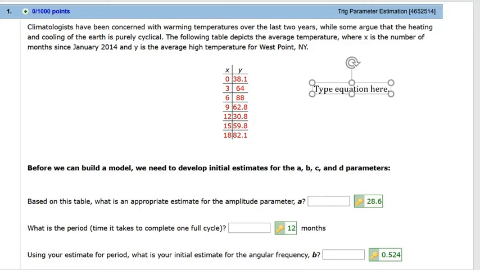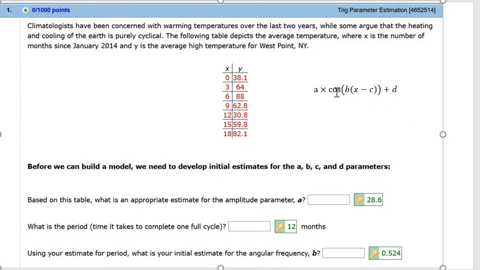periodic function. There's two that you know of. They're really the same, actually. So A times cosine of B x minus c plus d. Maybe I should put a times here so that you can see that there's actually something in between. So this is what it looks like. And so what they want you to do is just estimate these parameters.